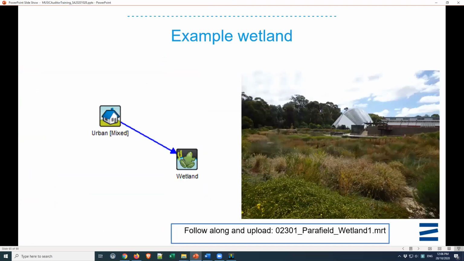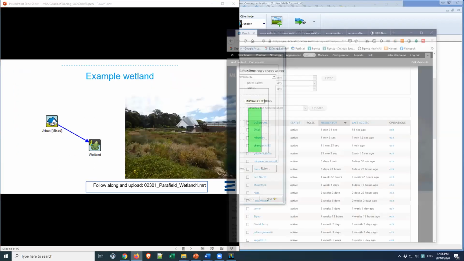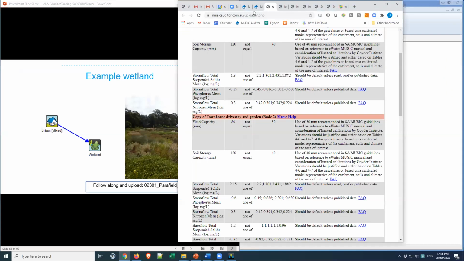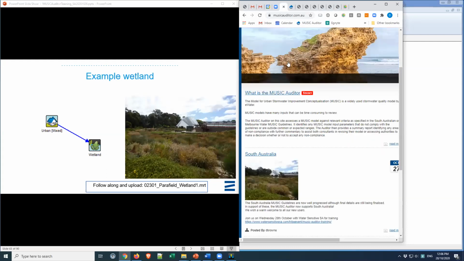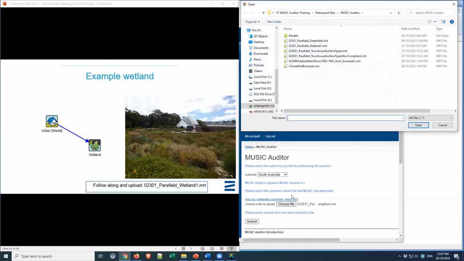Apologies, Gabriel, I forgot to take it to full screen, and I'm going to go back to half screen again. If I just drop that back to half screen and you go back to the auditor, if you'd like to load the next example, the wetland, just this one.